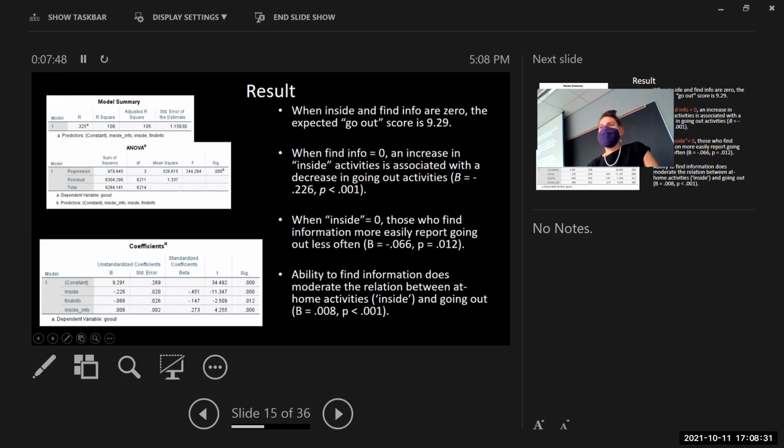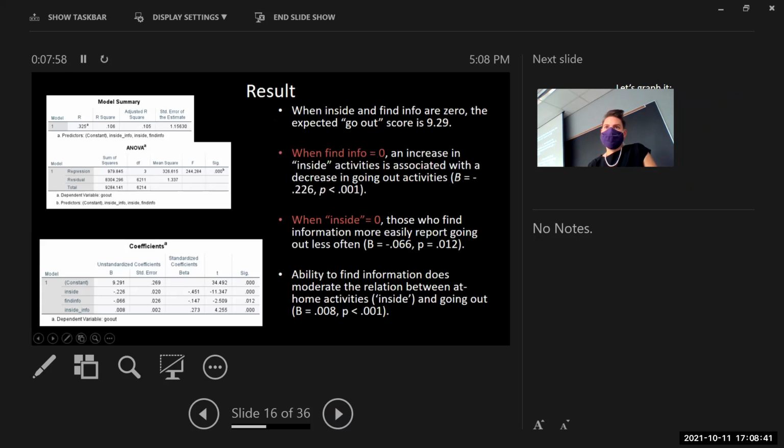And then here, because there's an interaction in this model, now we have to, again, be more careful about how we're interpreting things and where we're interpreting them. So we want to say that when find info equals 0, an increase in inside activities is associated with a decrease in going out activities. Or we'd have to say here, when inside equals 0, those who find information more easily report going out less often.